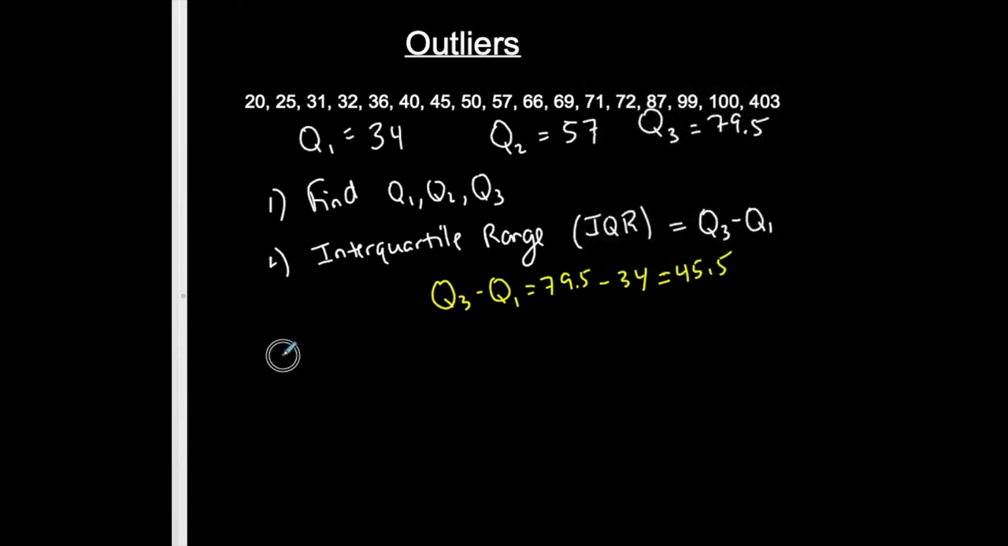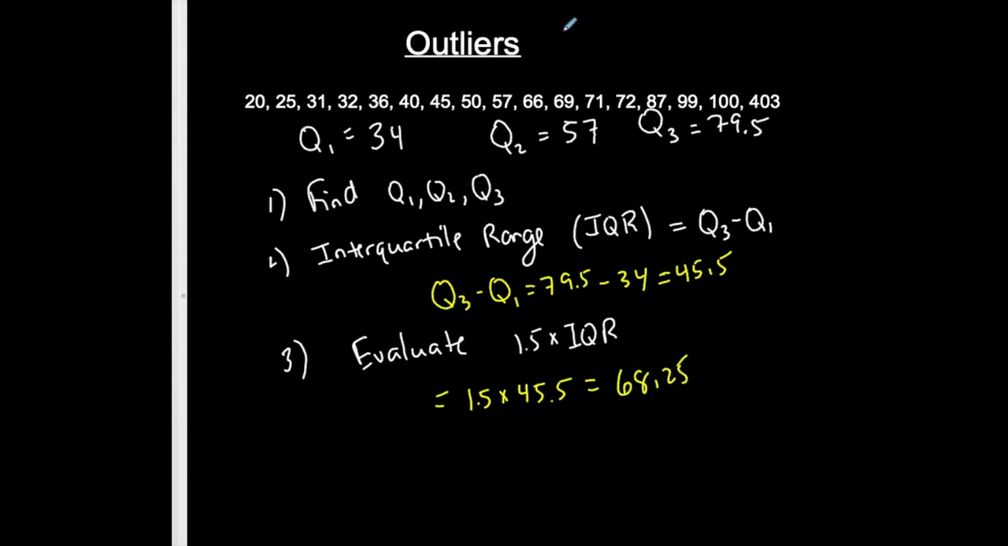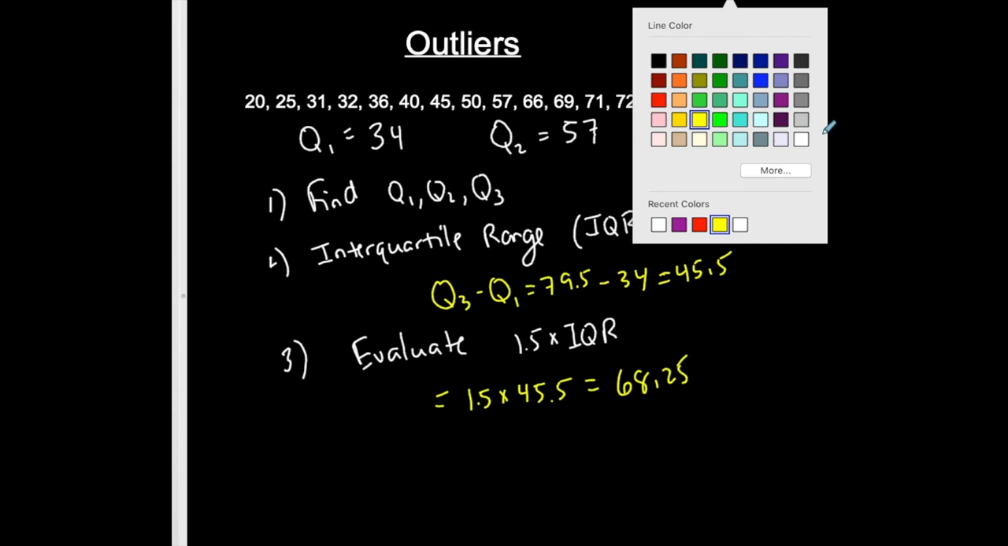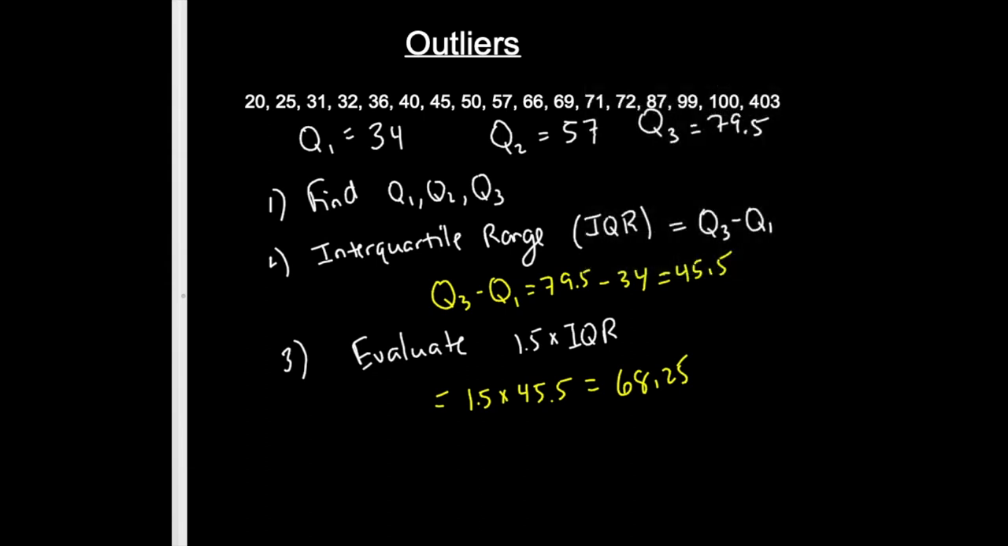Step three. You want to evaluate or find 1.5 times your IQR. It's just a calculation. 1.5 times your IQR. So that's not hard. In this case, 1.5 times your IQR, which is 45.5. Let me do that on the calculator real fast. Times 1.5, which is 68.25 for this particular example. So just basic arithmetic right now.